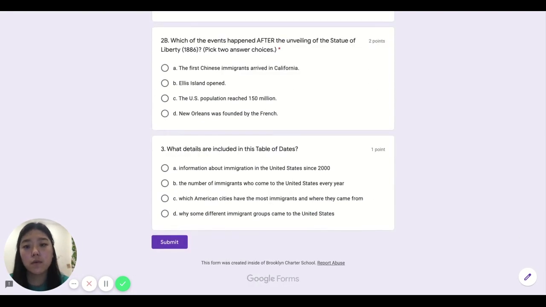And number 3, what details are included in this table of dates? A, information about immigration in the United States since 2000. B, the number of immigrants who come to the United States every year. C, which American cities have the most immigrants and where they came from. Or D, why some different immigrant groups came to the United States. Please pick the best answer.